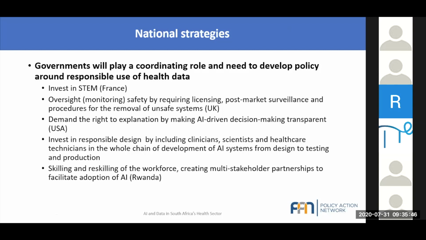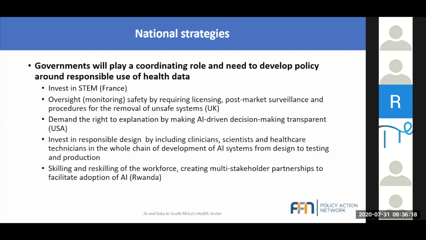Some of the major findings from the government or the national policies is that they've recognized that they, as governments, will have to play a coordinating role, but it's an important role. So how can they do this? Some countries, such as France, have started investing 3 million euros, in fact, in STEM education. They started investing in oversight on monitoring AI and data use, such as the UK.